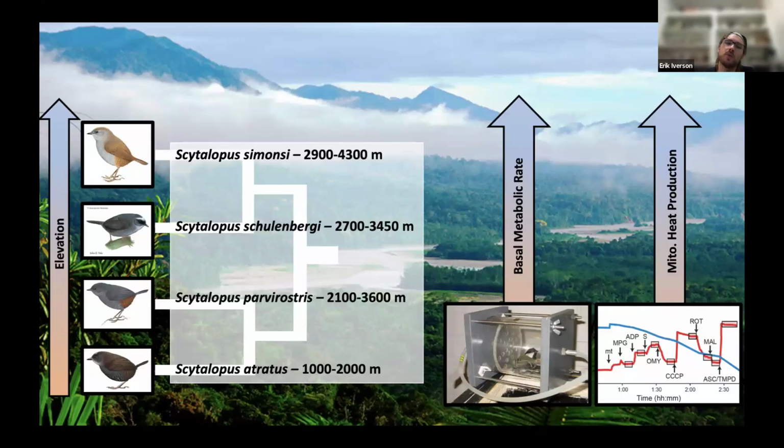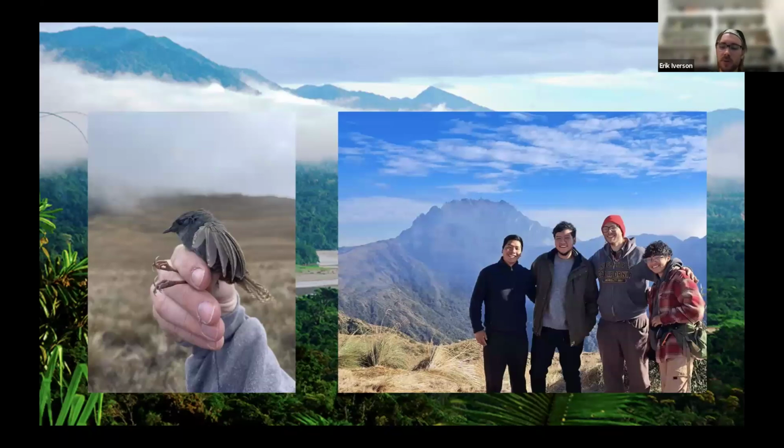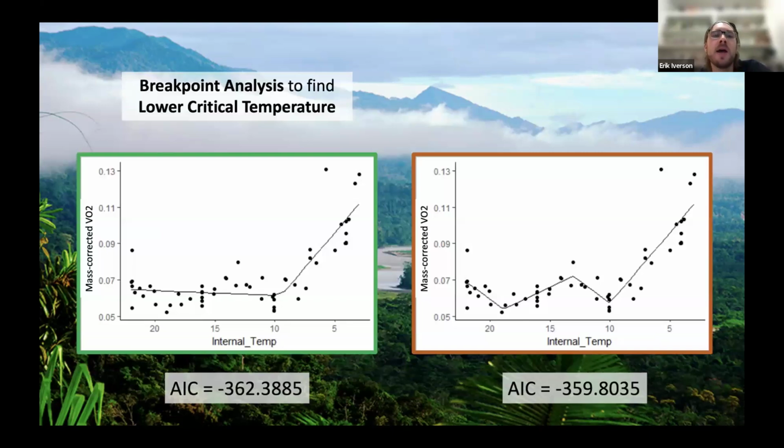And so what we wanted to do was, with that increasing elevation across these 4 species, measure their basal metabolic rate and also the heat production of their mitochondria to see if we could detect adaptation to elevation. So I worked with an awesome team of Peruvian and American collaborators to catch these birds all across the area surrounding Manu National Park. And one thing we did is to basically, in a metabolic chamber, lower the temperature overnight and see how the whole organismal metabolic rate changes.